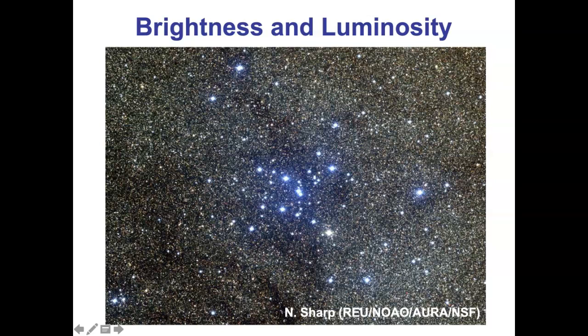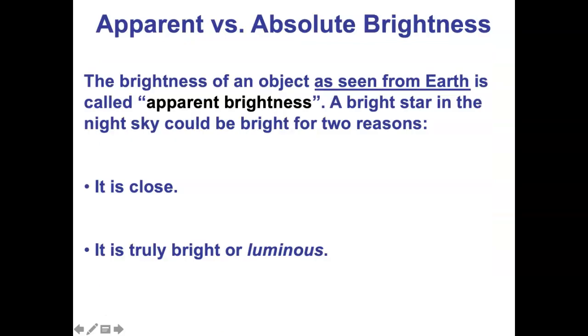So to build on the last lecture, now that we have a way to figure out the distances to stars by using parallax, how can that help us learn about brightness? And when you talk about brightness, it's important to make a distinction between how bright a star looks from here on Earth and how truly bright it is, how luminous it is, how much light the star is giving off.